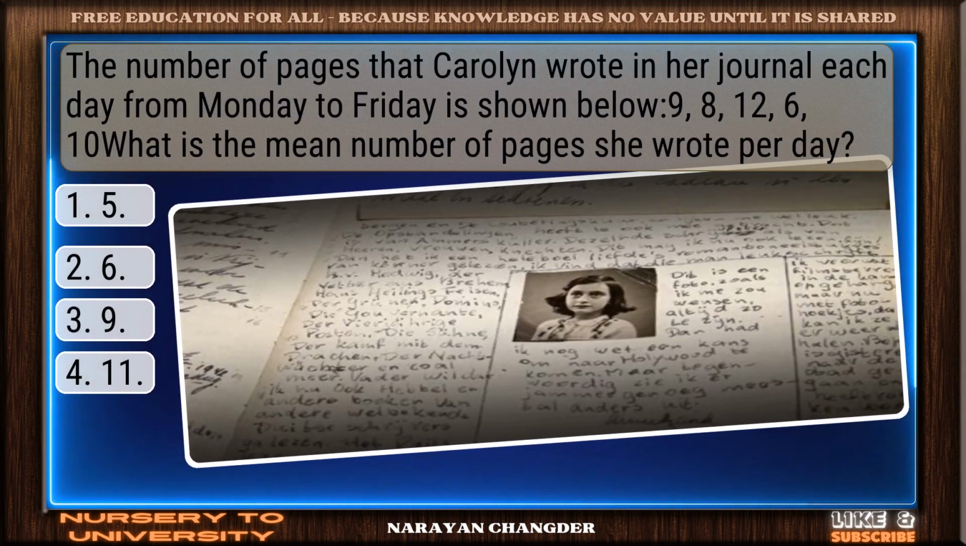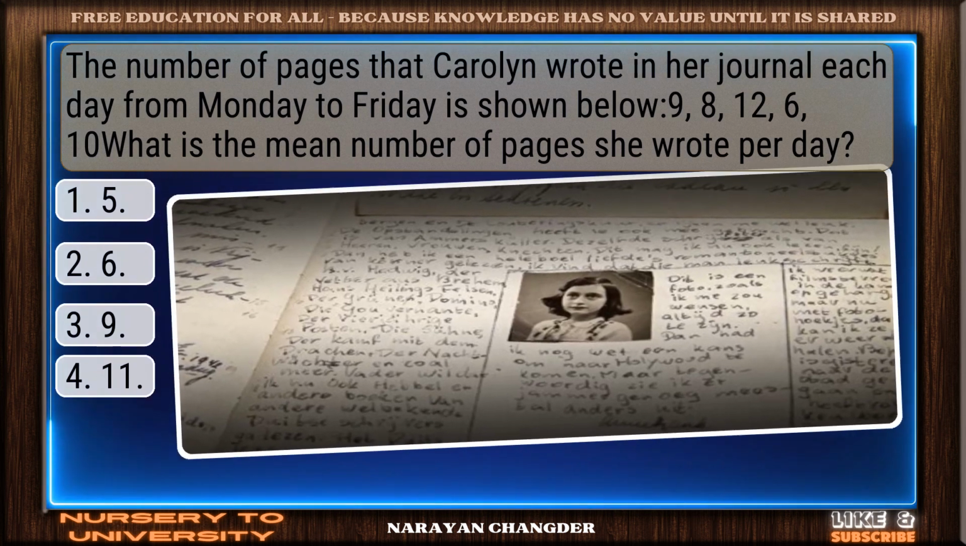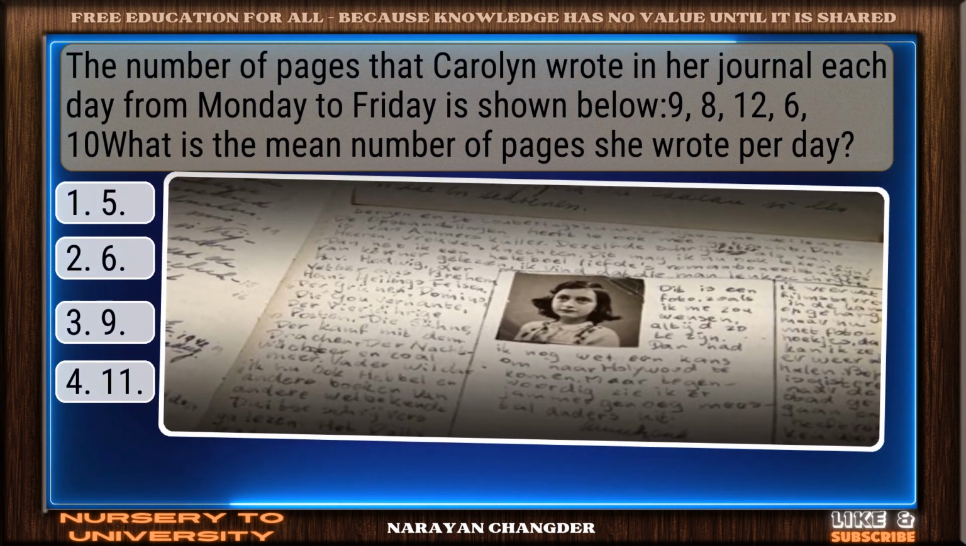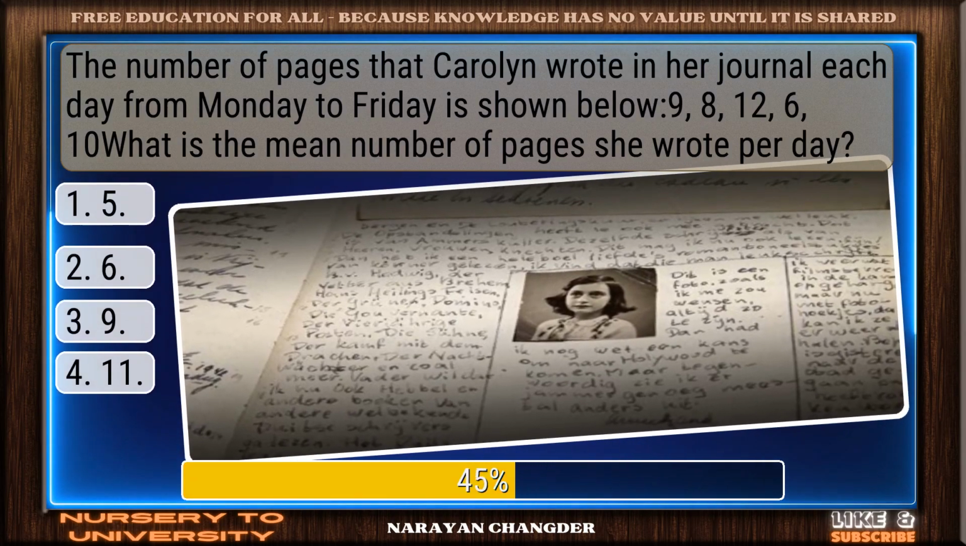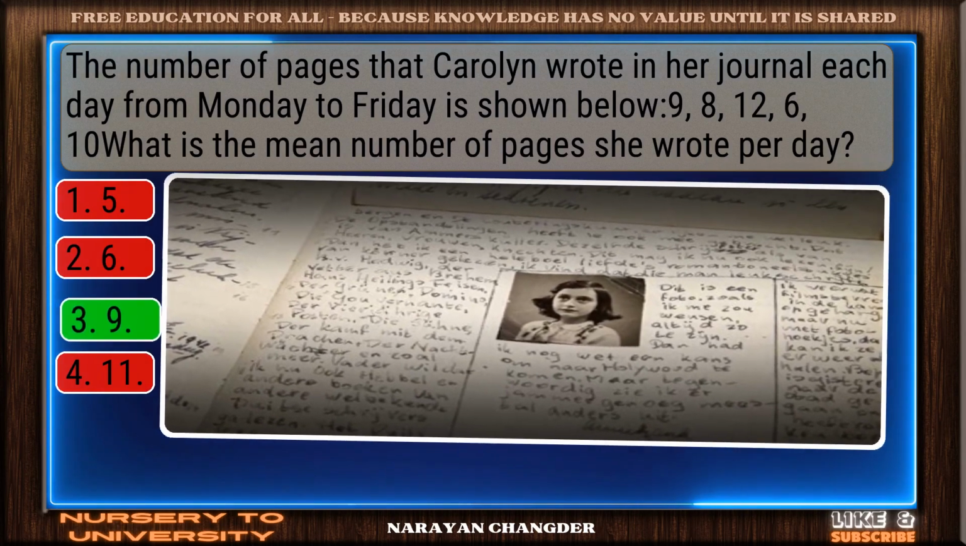The number of pages that Carolyn wrote in her journal each day from Monday to Friday is shown below: 9, 8, 12, 6, 10. What is the mean number of pages she wrote per day? Well picked. 9 is correct.